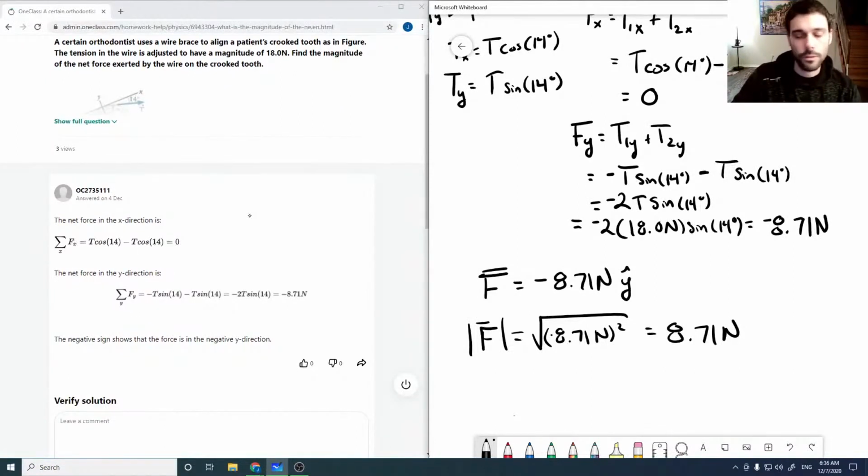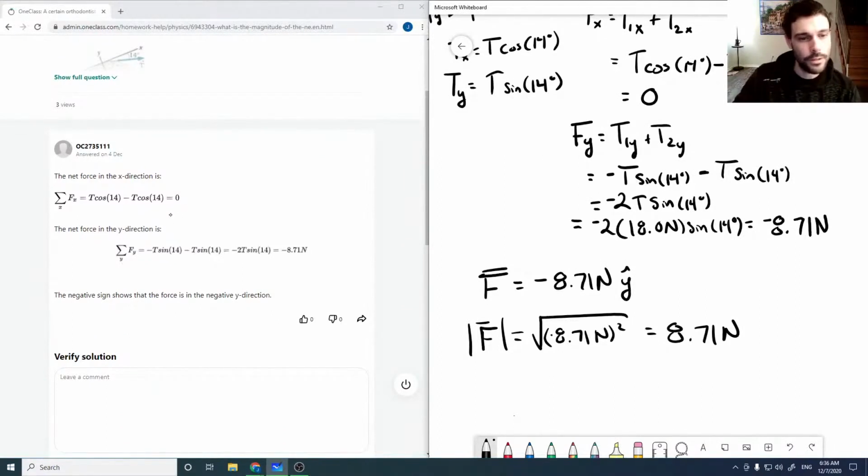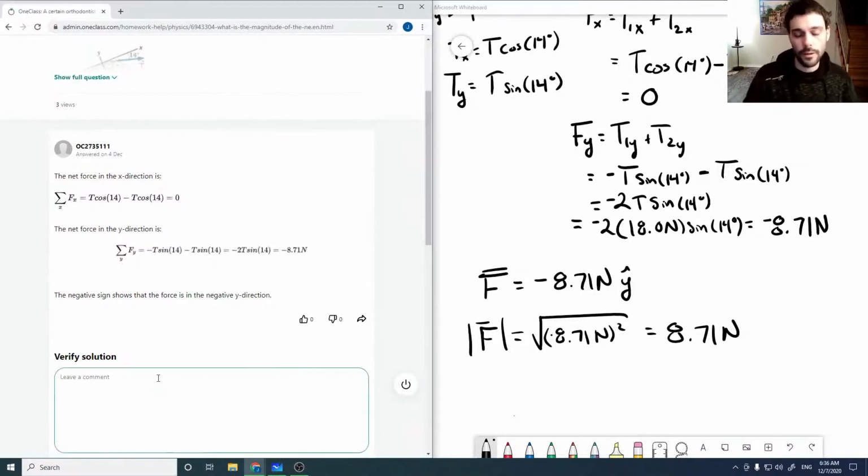Okay, let's look through the solution here. So net force in the x is 0, net force in the y is minus 8.71, so that looks good. And okay, it's missing the magnitude, but that's okay, so the solution is correct. Magnitude of force would be 8.71 newtons.